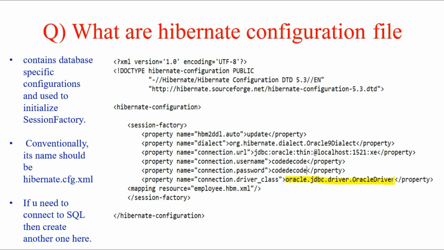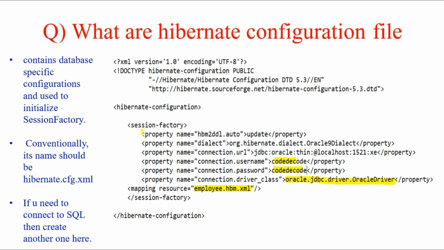I'm using the Oracle driver here. What is the username? Code decode. What is the password? Code decode. What is the URL to connect? What is the dialect? How do you want to make this auto, or do you want to make it non-updatable? How do you want your mapping resource in the XML, hbm.xml? So all these database related initializations are actually done here.